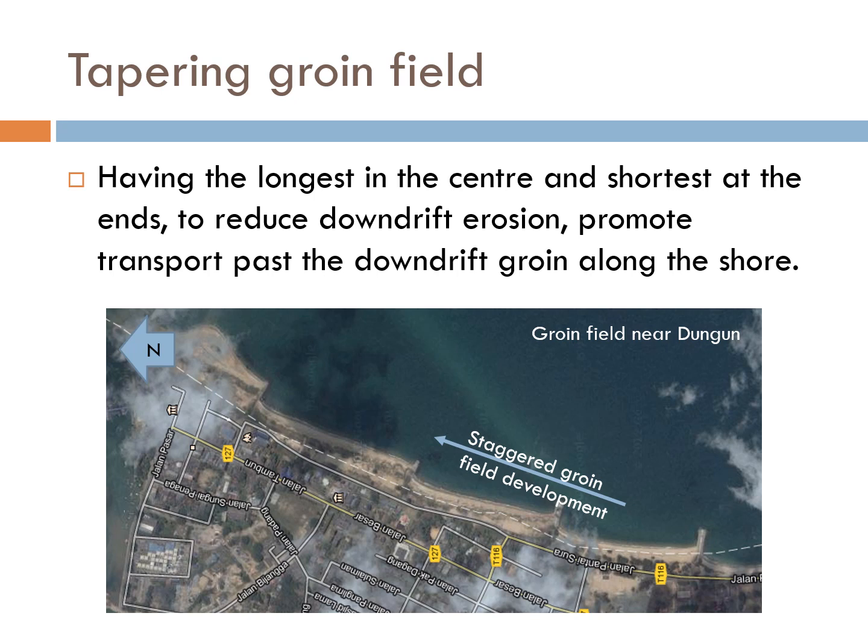This is an example of a tapering groin field, whereby the longest groins are used only in the intermediate sections of the groin field, whereas on the most updrift and the most downdrift direction, shorter groins are constructed in order to reduce downdrift erosion and to promote transport past the downdrift groin along the shore. One example of such a groin field is as shown here near Dungun.